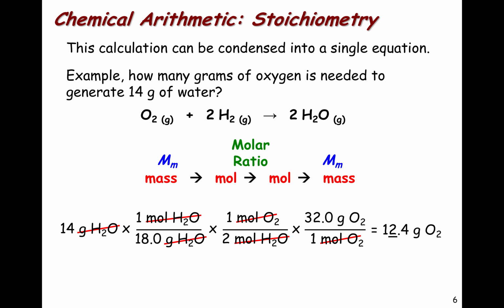And so at this stage we can do our math by multiplying everything in the numerator and dividing by everything that's in the denominator. That gives us 12.4, but there's only 2 significant digits, so again we come up with a final answer of 12 grams of O2. This saves us a little bit of time in terms of not having to solve each stage of the calculation.